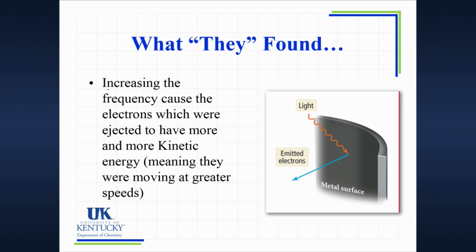They also found that if they increased the frequency of light, okay? So what does that mean? If we're increasing the frequency of light, it's a smaller wavelength. Okay, they increase the frequency, not changing the intensity, they're just changing the frequency. This would cause the electrons to be ejected with more kinetic energy.